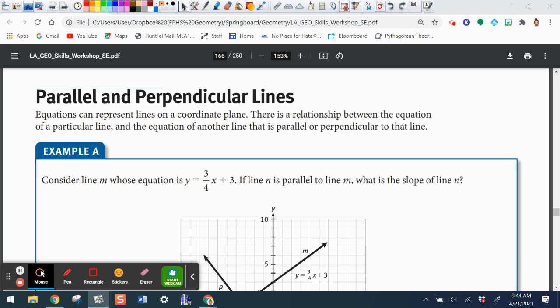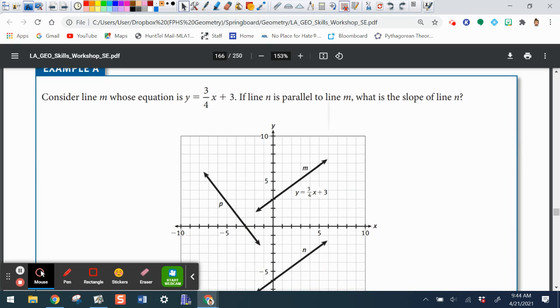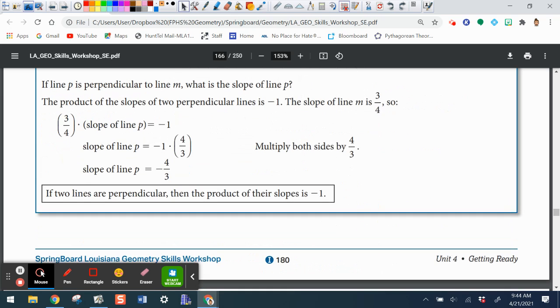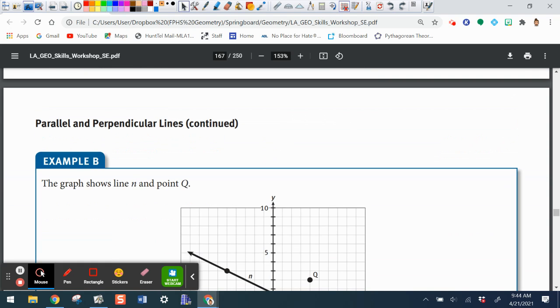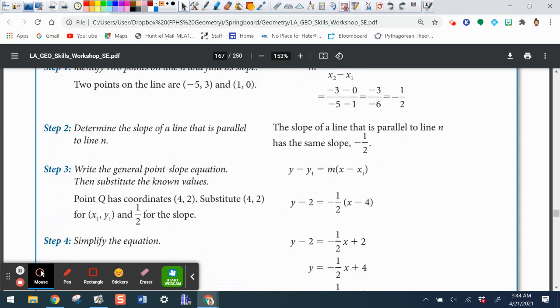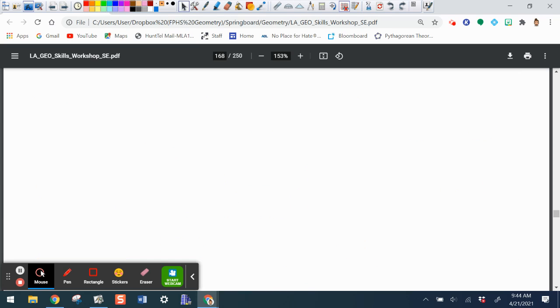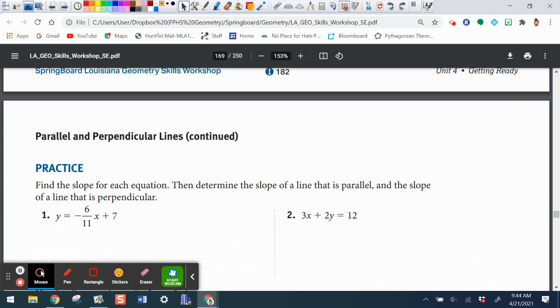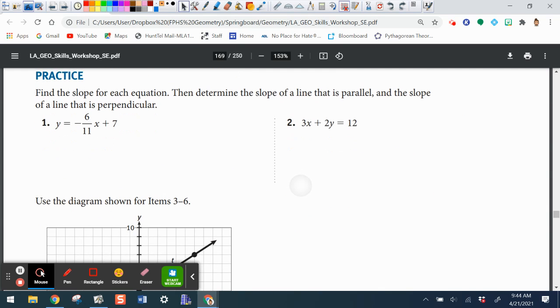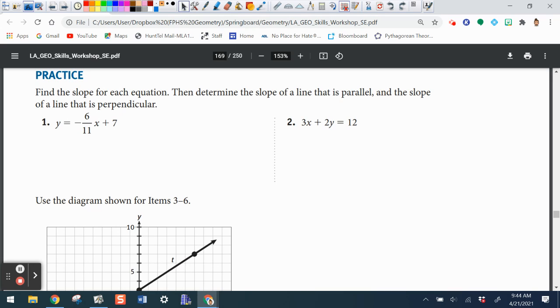So as always, feel free to read through and look through the examples. But the purpose of this video is to assist you with the practice. So let's go ahead and scroll all the way down till we get to the practice portion of our skill lesson. So it tells us, for number one, find the slope for each equation, then determine the slope of a line that is parallel and the slope of a line that is perpendicular.